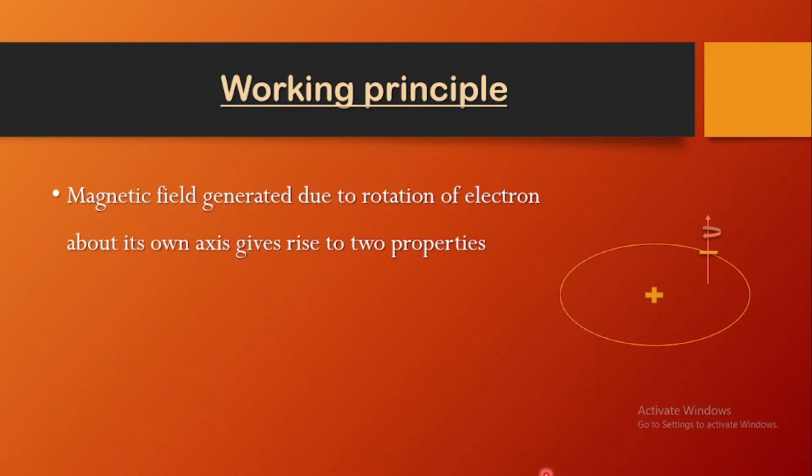And the magnetic field generated due to the rotation of the electron about its own axis mainly gives rise to two properties, or we can understand two different properties. First one is diamagnetism and second one is paramagnetism. Here, two properties means two behavioral responses of the material, based on which the nature or the characteristic of a material can be understood, whether it is para or diamagnetic. How? Let us study now.